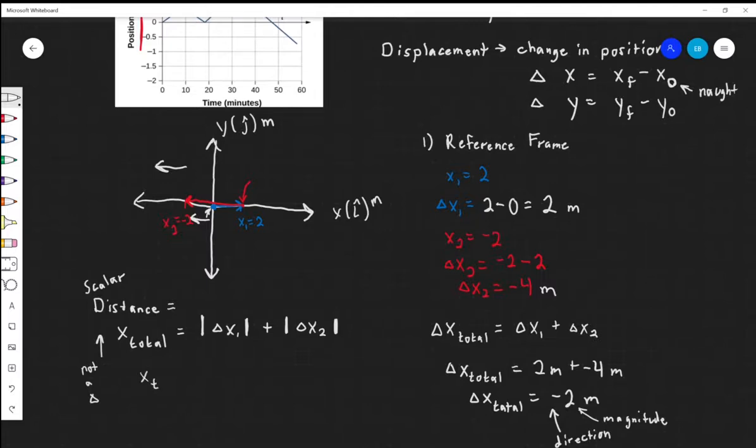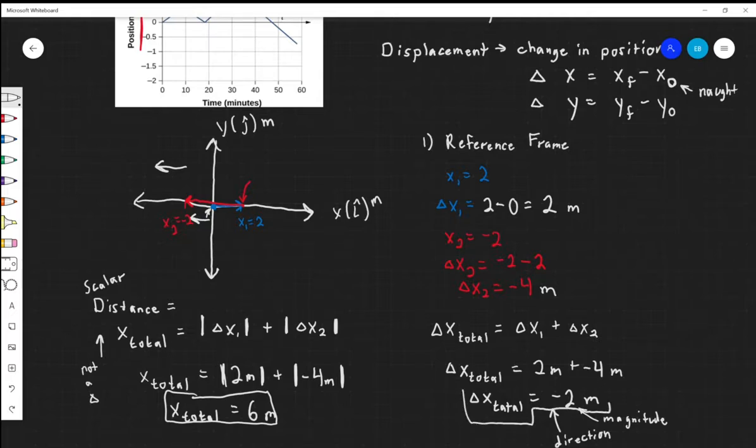So this x total is now going to be equal to delta x1, which is 2 meters, the absolute value of that, plus delta x2, the absolute value of negative 4 meters. I take the absolute value, that gives me a positive, and I get 2 plus 4 equals 6. So the total distance that I walked is equal to 6 meters, even though my total displacement from the starting point was equal to negative 2. So that is distance and displacement.